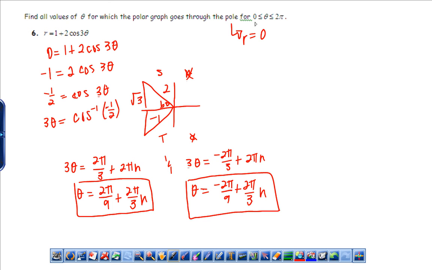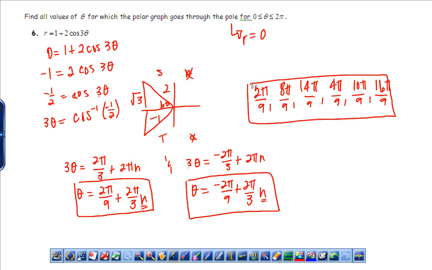Okay, so we want answers that fall between 0 and 2 pi, so fill in values for n. And it looks like we're going to have a bunch of these. 2 pi over 9 is one of them. 8 pi over 9. 14 pi over 9. So how about 4 pi over 9? 10 pi over 9. And the last one's going to be 16 pi over 9. All of these values fall between 0 and 2 pi.